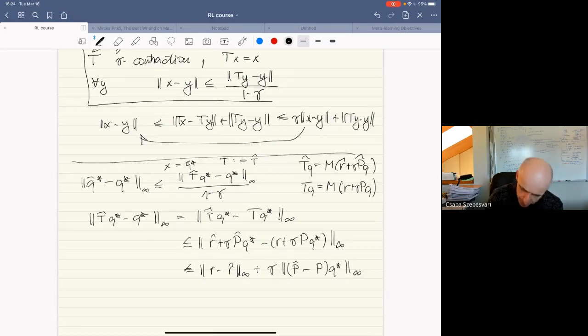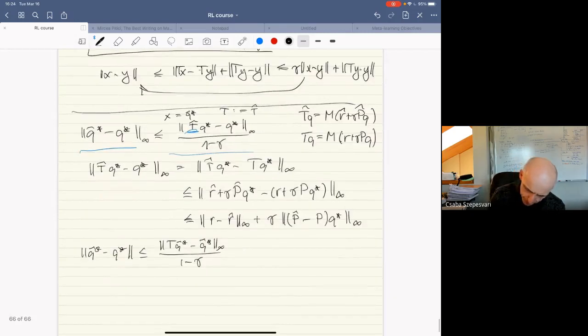In an entirely symmetric fashion, you can also get that T. All right, so here we started with that Q hat star minus Q star is upper bounded by plugging this T hat there, and then Q star remains. So the symmetric way of doing that thing is just to say that Q hat star minus Q star is upper bounded by T Q hat star minus Q hat star in norm divided by 1 minus gamma, and then the difference in the numerator can be upper bounded.